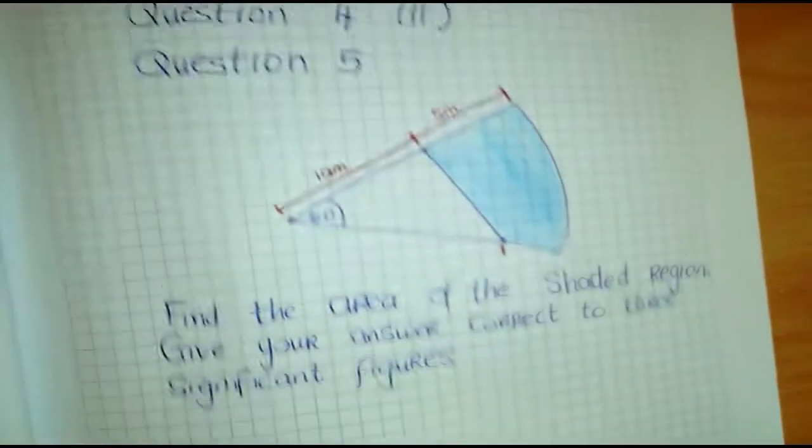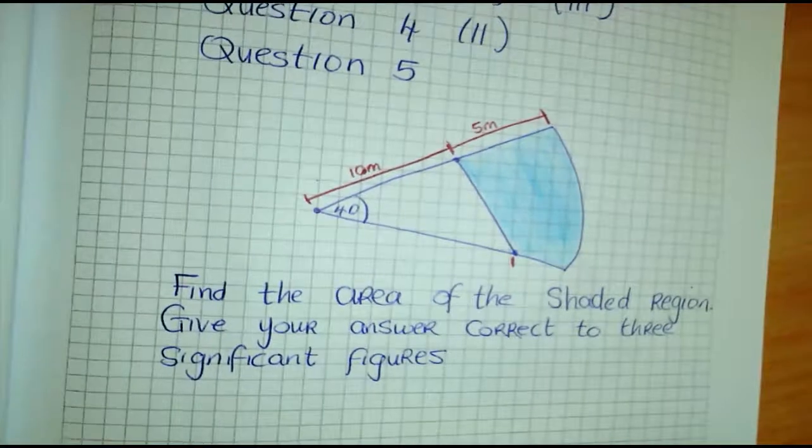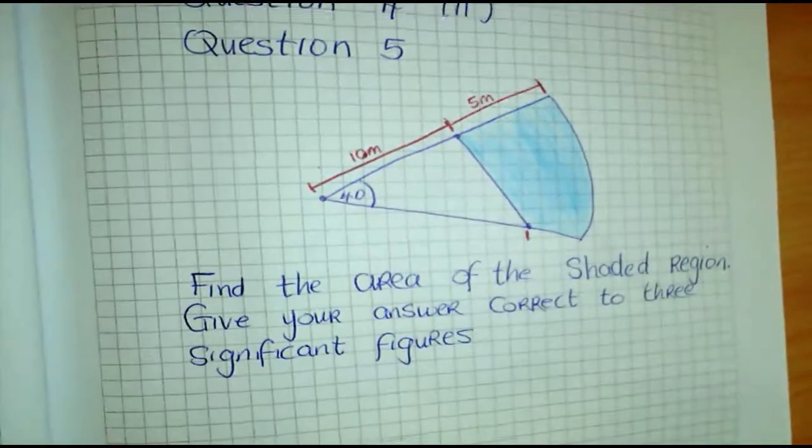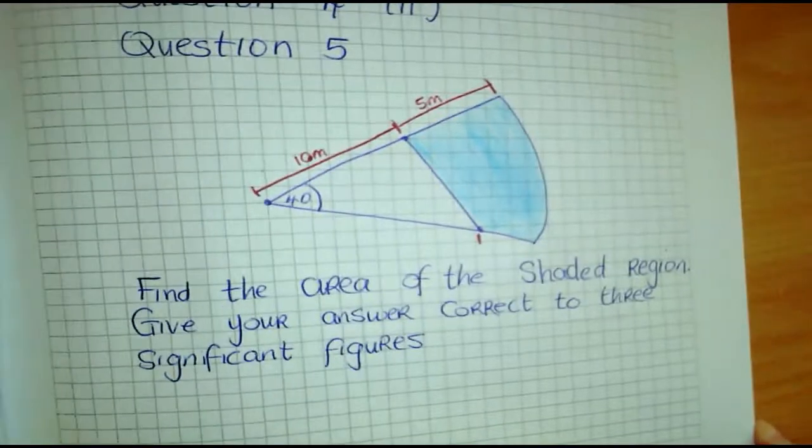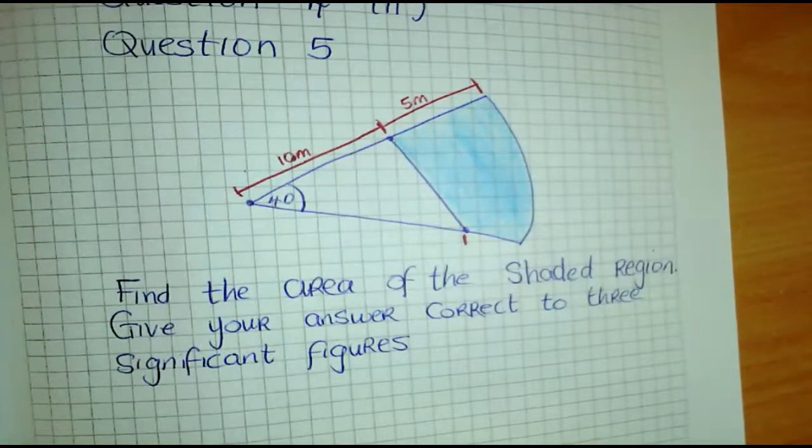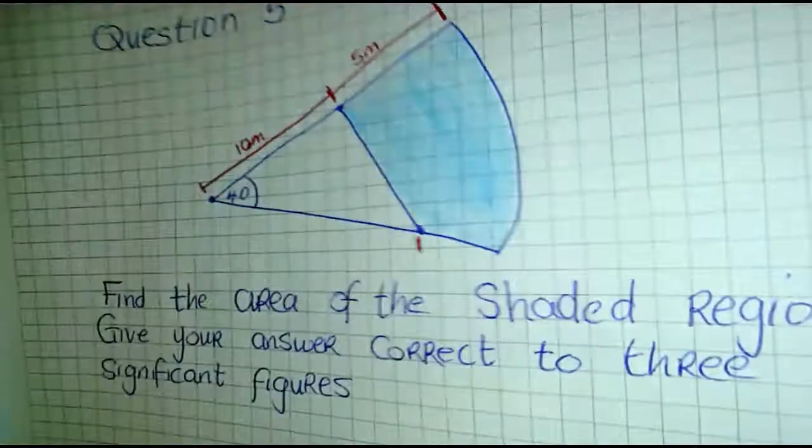So question 5 can be a bit tricky, so I'm just going to show you it really quickly. Okay, so we have an arc like this one, and you're asked to find the area of the shaded region. Give your answer correct to 3 significant figures. So find the area of the shaded region. So how are you going to find that? Some of you will be fine on that and you can go ahead and get started.